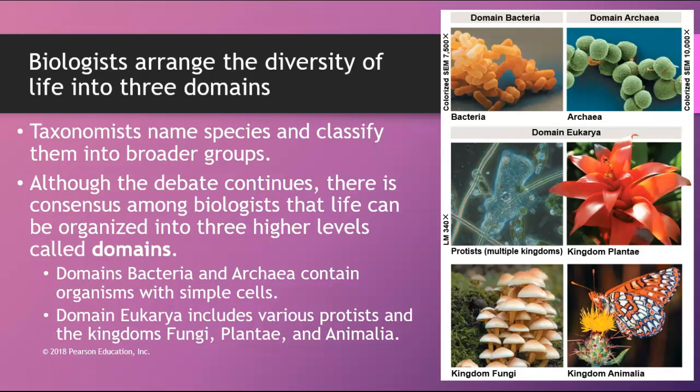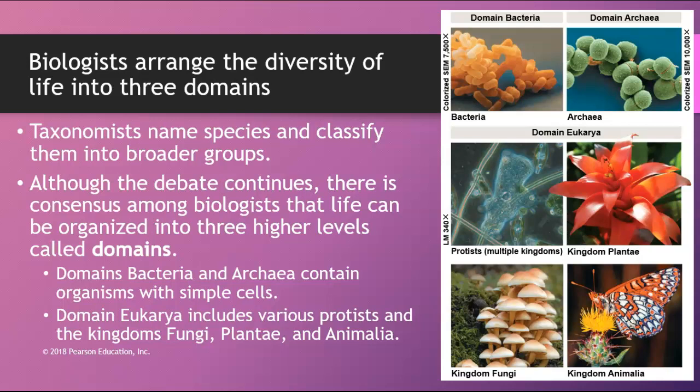Another thing that you can do with living things is, as humans, we have a tendency to want to organize things. And so biologists arrange the diversity of life into 3 basic groups, 3 big groups. We have domain bacteria, which is composed of bacteria like strep and staph that you're used to hearing about. Domain archaea, which is also composed of prokaryotes, but these live in very extreme environments.